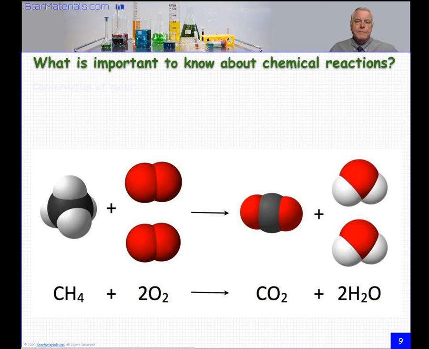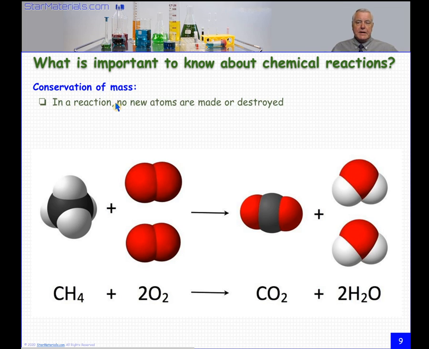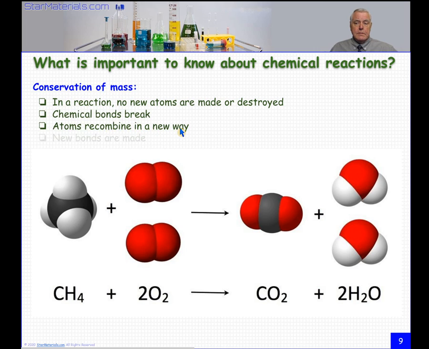This may help. Conservation of mass. Here we go again. In a reaction, no new atoms are made or destroyed. The chemical bonds break. The atoms recombine in a new way. New bonds are made.